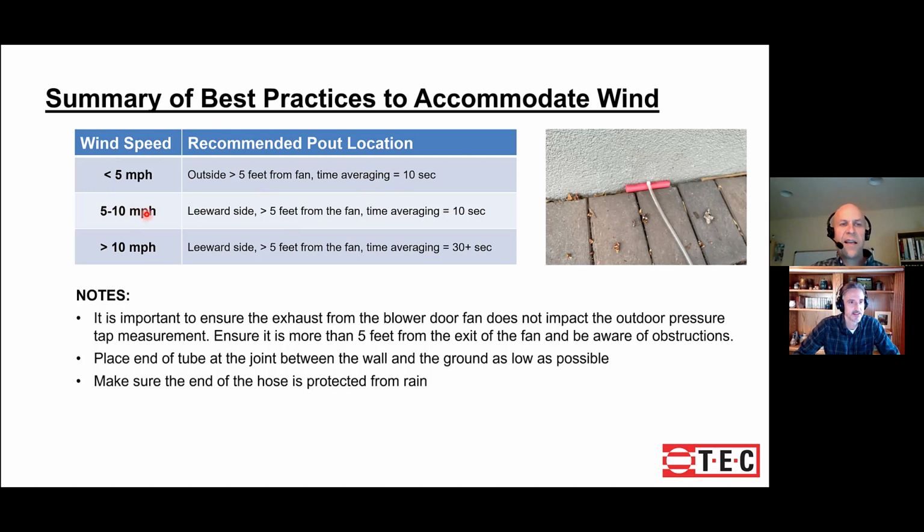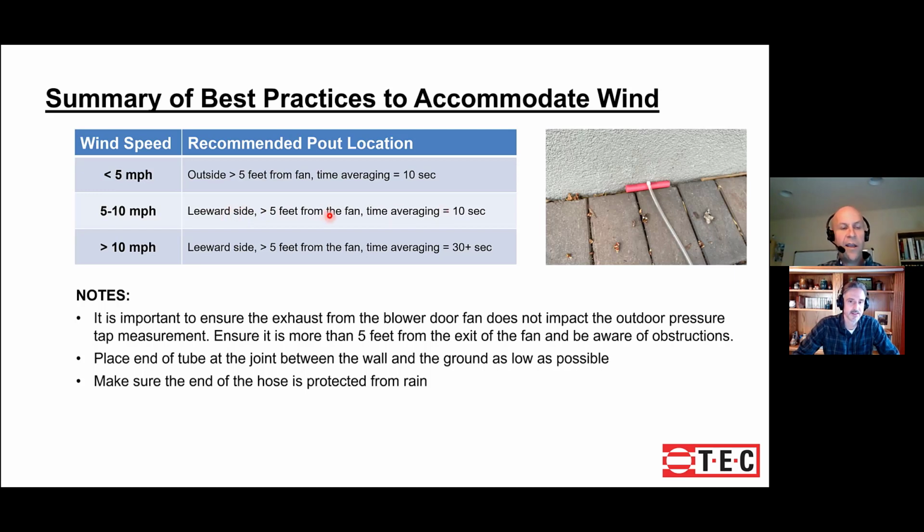You get into the 5 to 10 miles per hour range, it becomes worthwhile to run a tube to the leeward side. So if convenient, you could set up the blower door on the leeward side of the building. If not, you're going to have a longer tubing run to get around to the leeward side of the building. You still want to make sure you're at least 5 feet from the fan, and time averaging of 10 seconds is probably adequate.